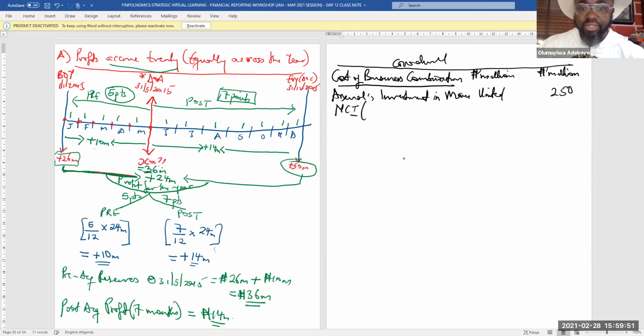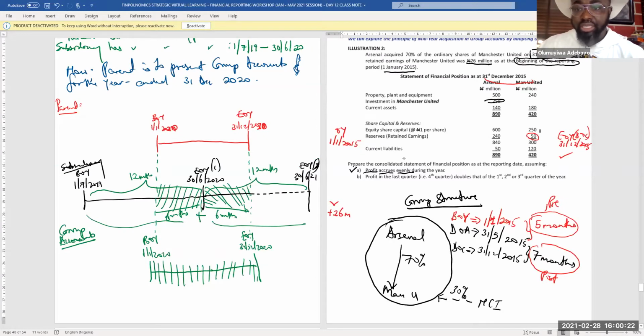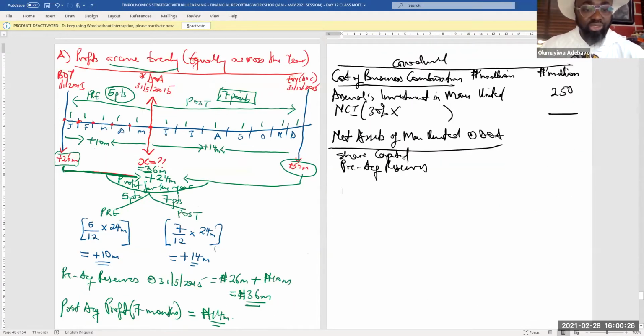NCI will recognize 30% of the net worth, which we have not yet determined. What is the net assets of Manchester United as at the date of acquisition? It is the share capital and the pre-acquisition reserve. What is the share capital? The share capital is 250, while the pre-acquisition reserve is 36. 250 and 36. That gives us what? 286.